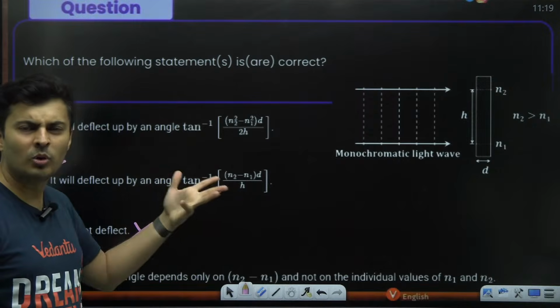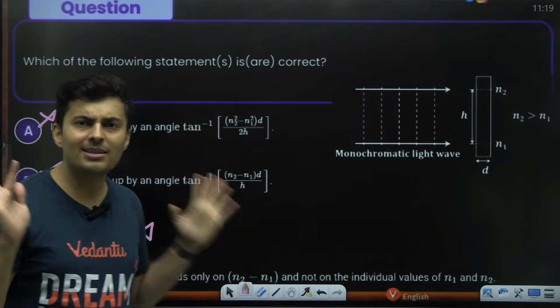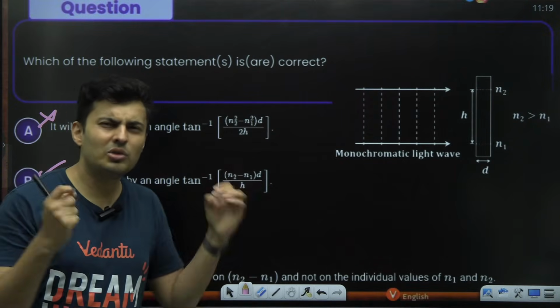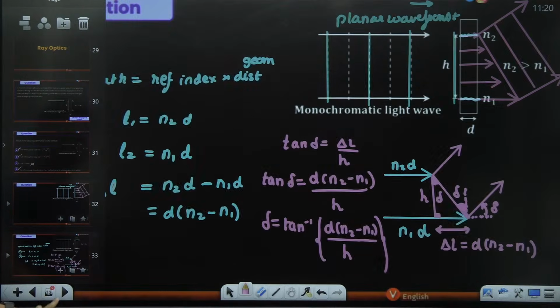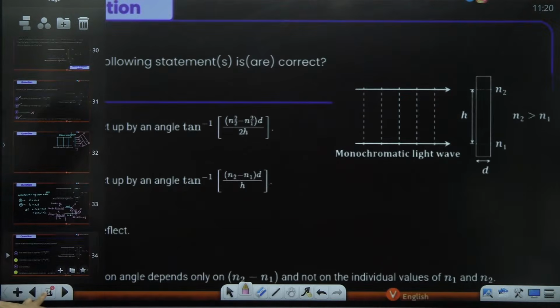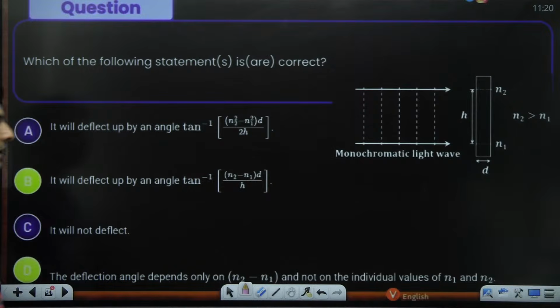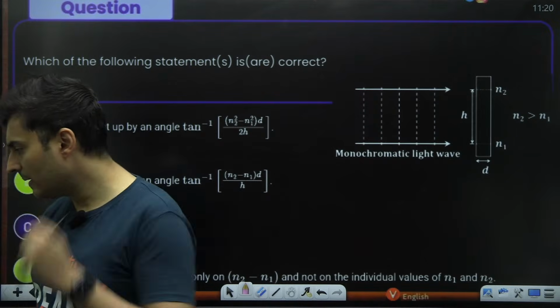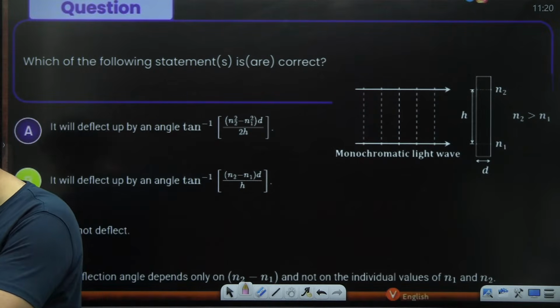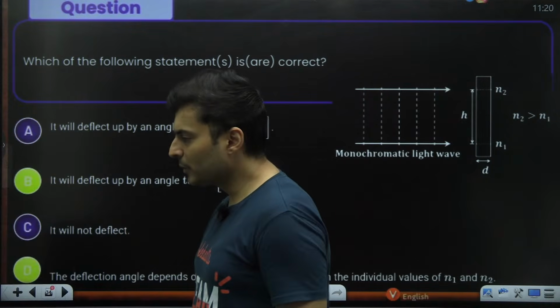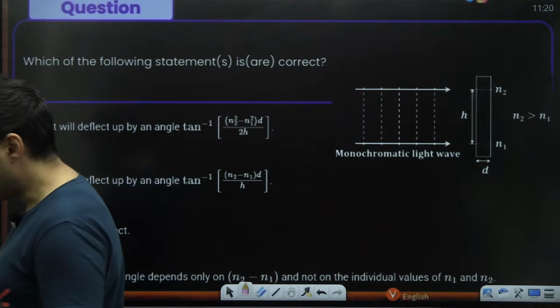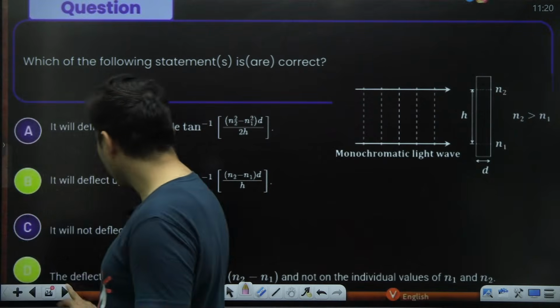What if n2 is more, if n1 is also more, if the difference is the same, that's what matters to us, not just the individual values. So yes, D option is also correct. So B and D are the right answers. Let's check them out. Yes, B and D are the correct answers. Is this absolutely clear, everyone? Very good. Excellent. Perfect. Shall we go ahead to the next question coming up on your screen?